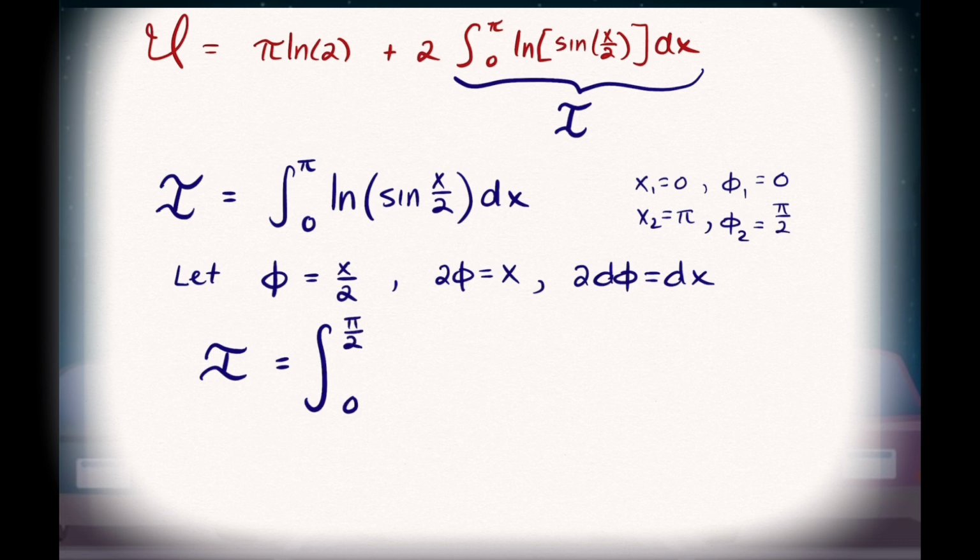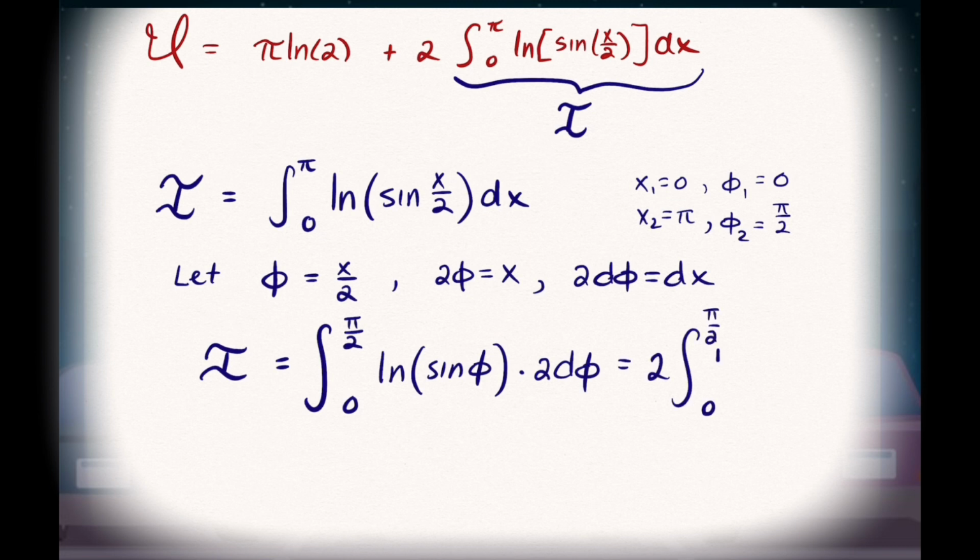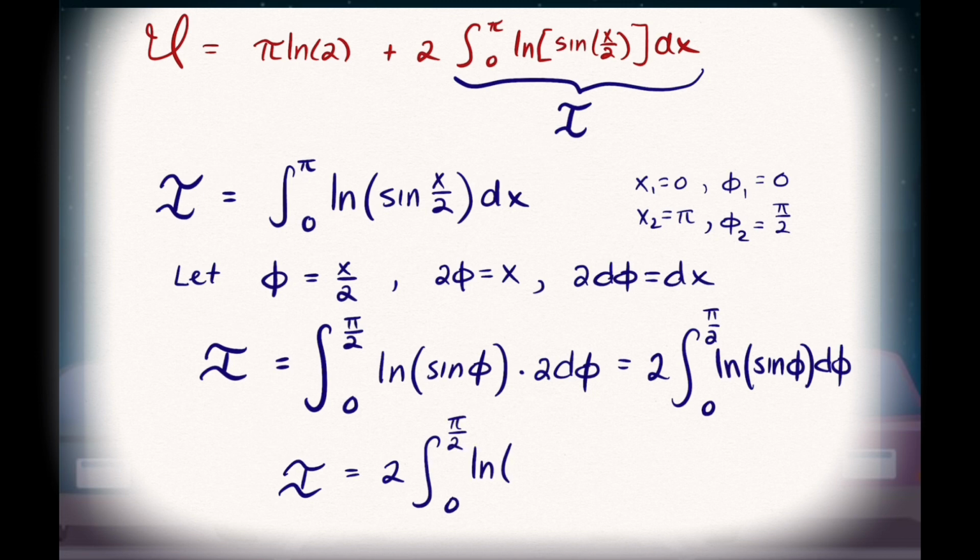Here, they're going to change from 0 to pi to 0 to pi over 2. The natural log of sine of phi 2 d phi. And pulling that 2 outside, we get curly I is equal to 2 times the integral from 0 to pi over 2 of the natural log of sine of phi d phi. Because phi is really a dummy variable, we can rewrite this as 2 times the integral 0 to pi over 2 of the natural log of sine x dx. So that's curly I.